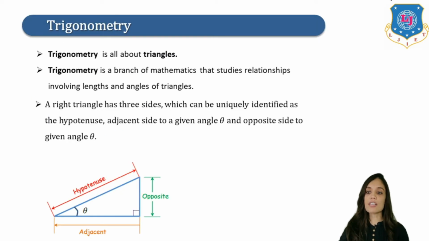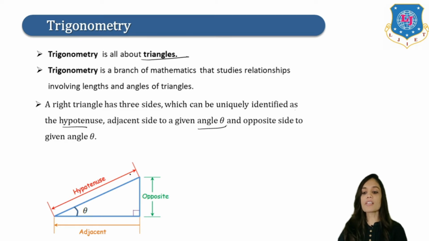So firstly, let us study the definition of trigonometry. Trigonometry is all about triangles. Trigonometry is a branch of mathematics that studies relationships involving lengths and angles of triangles. A right angle triangle has three sides, which can be uniquely identified as the hypotenuse, the adjacent side to the given angle theta, and the opposite side to the given angle theta.